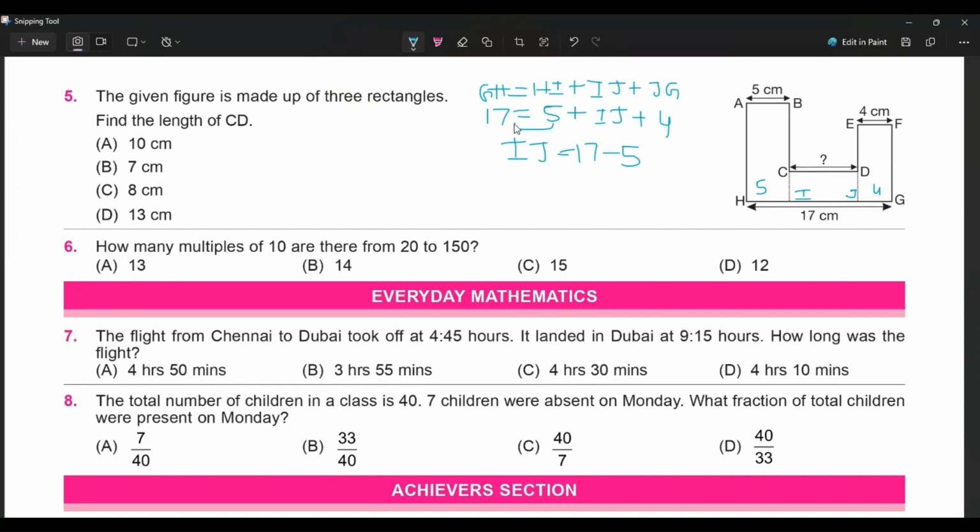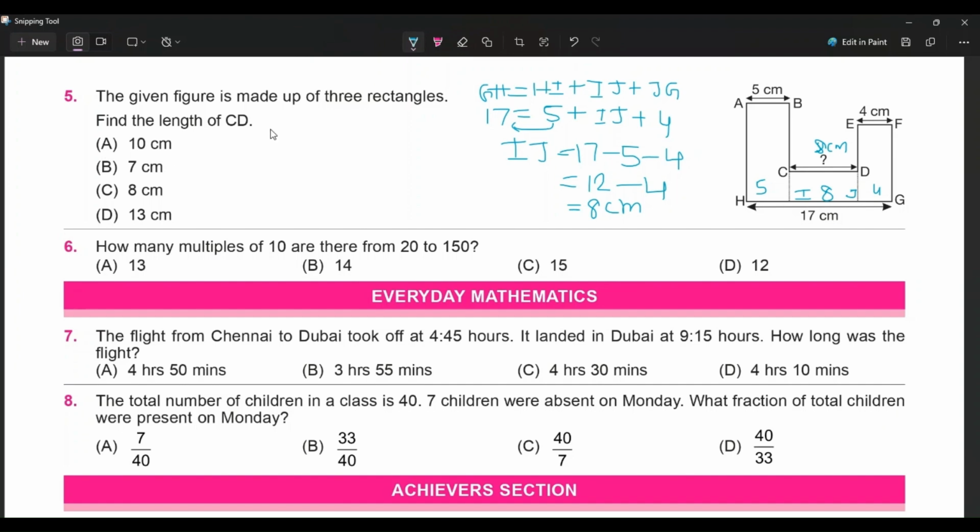If 5 goes over here, it becomes minus 5. If 4 goes over here, it becomes minus 4. So 17 minus 5 is 12. 12 minus 4 is 8. 8 centimeters. So we got this as 8 centimeters. Opposite sides are equal. So this becomes 8 centimeters.